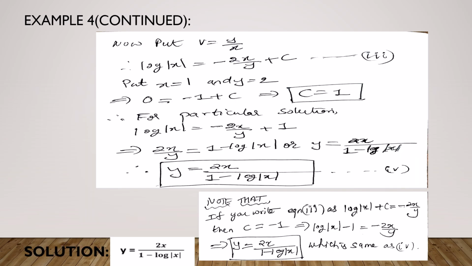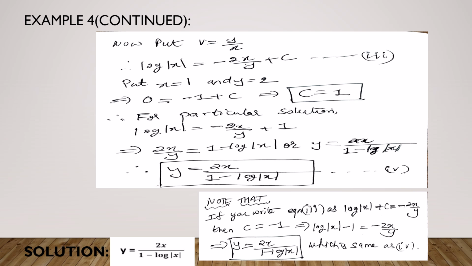Now put v is equal to y by x, again resubstitute it, and then you put the boundary condition. So log mod x is equal to minus 2x upon y plus c. When you put x is equal to 1, y is equal to 2, you get c as 1. So your particular solution is log mod x is equal to minus 2x upon y plus 1, or 2x upon y is equal to 1 minus log mod x, or y is equal to 2x upon 1 minus log mod x. This is your answer.